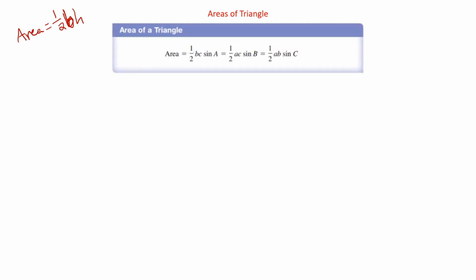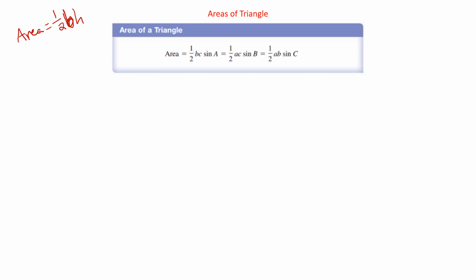So how about the area of a triangle? Now we know the area is 1/2 base times height. Yes, that is true. That is not changing. However, we don't always know the height of the triangle because that's not a side length. So we have a different area formula that only involves some side lengths and an angle. 1/2 BC sine A, or 1/2 AC sine B, or 1/2 AB sine C.